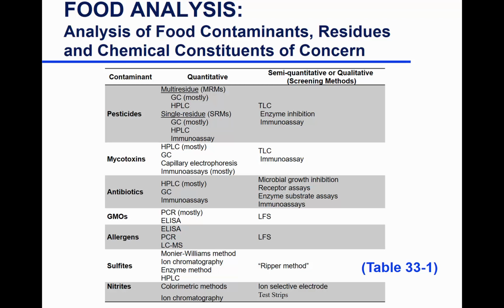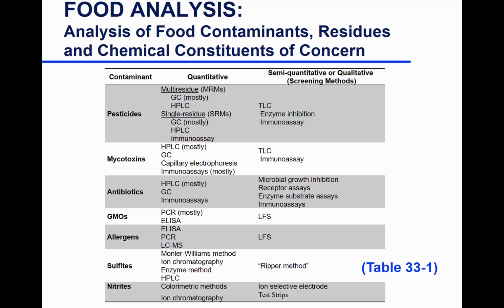similar in structural characteristics, so they are extracted under the same conditions and can be analyzed using the same column, whether it's GC or HPLC. So here for pesticides, it says that GC is mostly used. This is true for the most part, but recently they have developed pesticides that are more polar and less volatile. So with those pesticides, now HPLC methods are more common. More on pesticides in a minute.